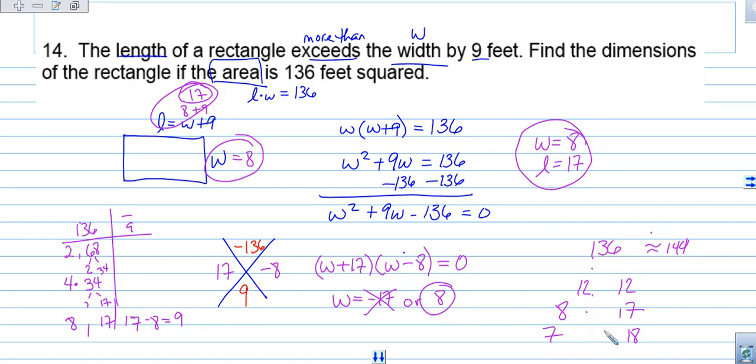Well, this one's 9, but this one's 11. So it might be between these two. And if you multiply them out, you would get 136. So that's another way you can logically go through it instead of going through all this process.